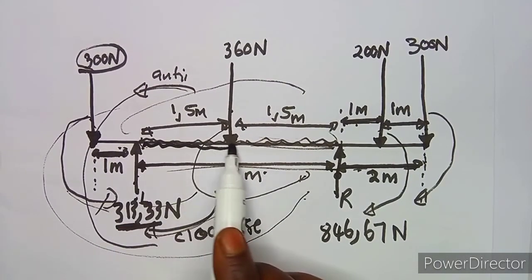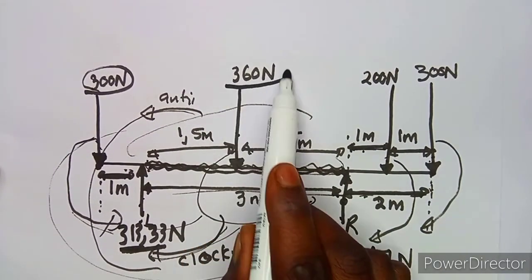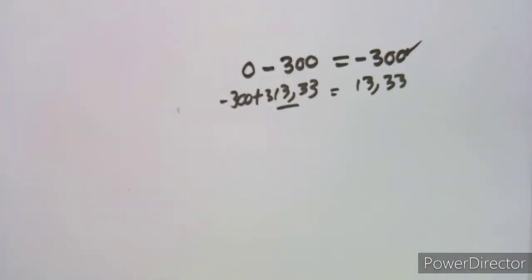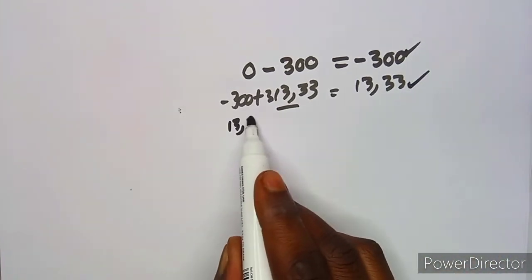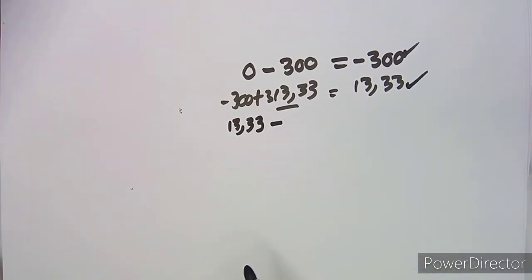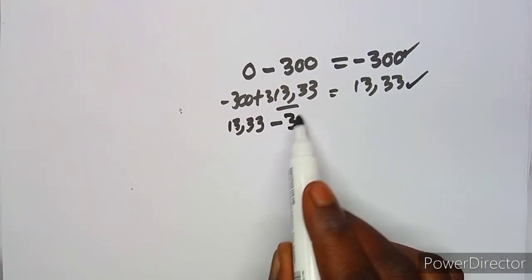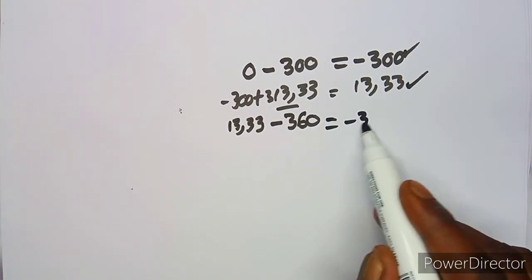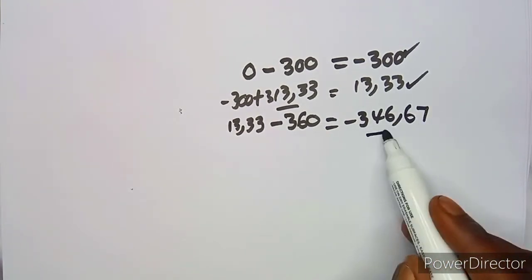There is a distributed load in between for 3 meters. So you're going to subtract 360 newtons, because it's pointing downwards. We subtract from this number, because that is where we are now. We are now at 13,33. We subtract the distributed load, which is going downwards, of 360. What are we going to obtain there? We're going to obtain negative 346,67. This is the value that you're going to obtain.